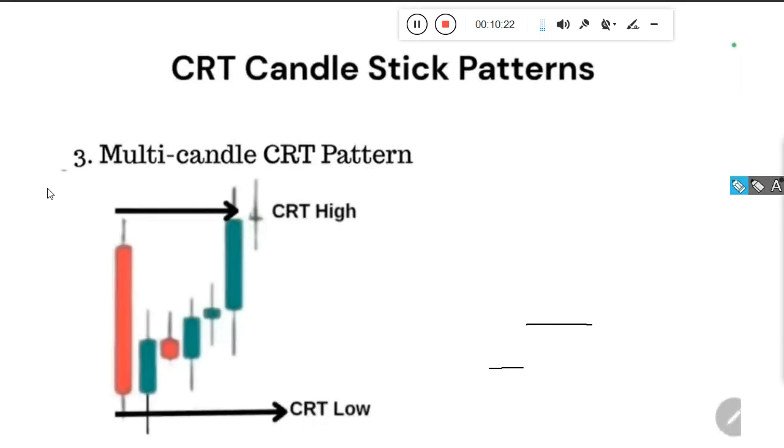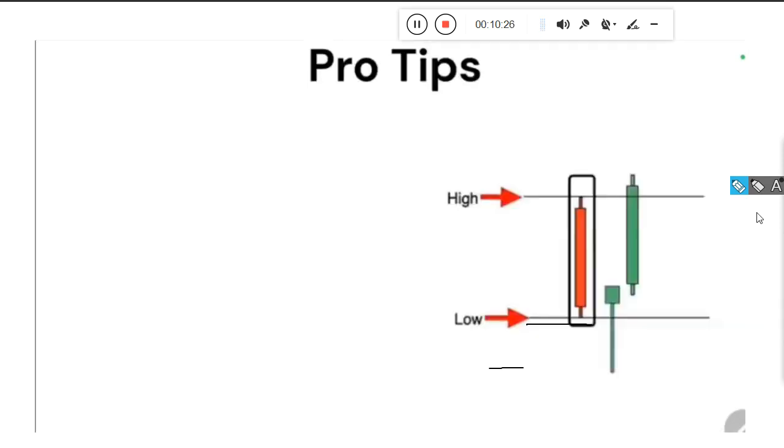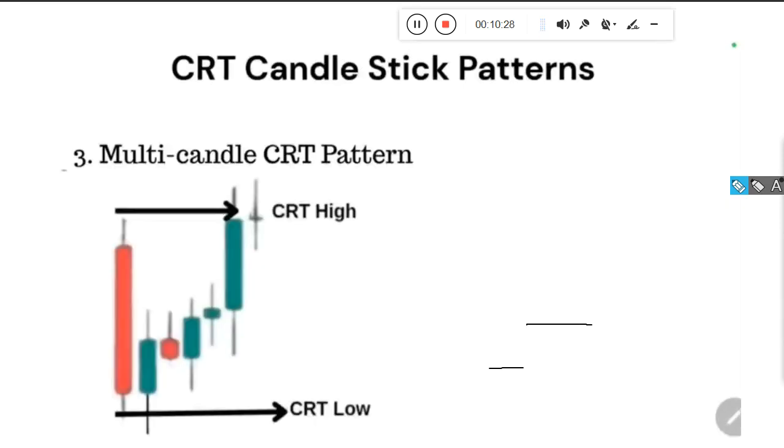So we have the third CRT candlestick pattern. This one is a multiple CRT pattern, and the difference is just that it has a lot of candles. The first candle sets up the range of the move, and then you have several candles that just close inside. The liquidity is set up here, and they are just trying to grab liquidity with all these candles.